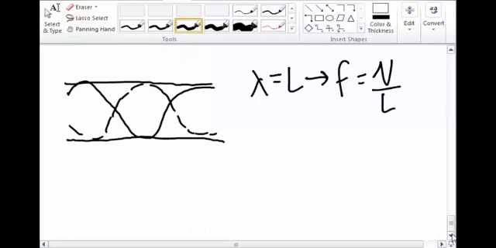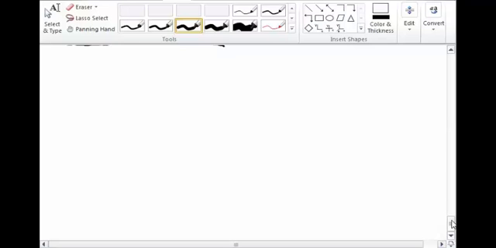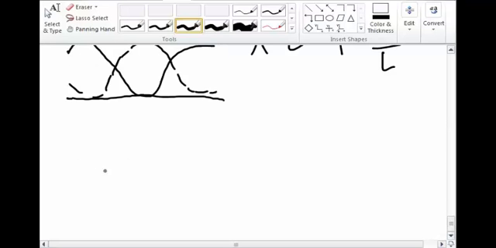Alright, so I'm going to look at the third harmonic now and see if we can come up with another pattern.